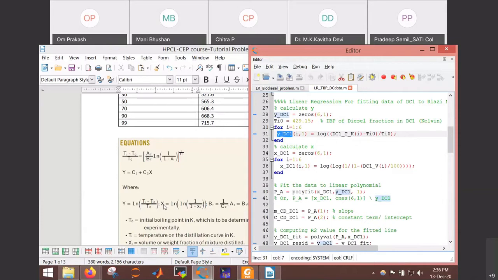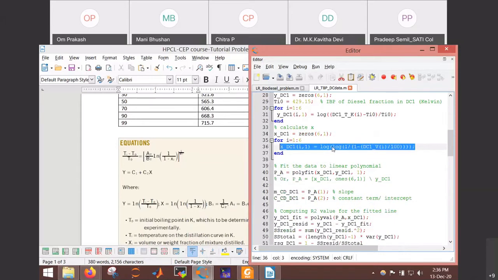Now I will find capital X, which is a function of my volume fraction. Again I have this log, which is ln in Octave or MATLAB: ln of 1 upon 1 minus xi upon 100. So this is my capital X. Now I have my capital X and capital Y, and we know that they follow this linear relation.